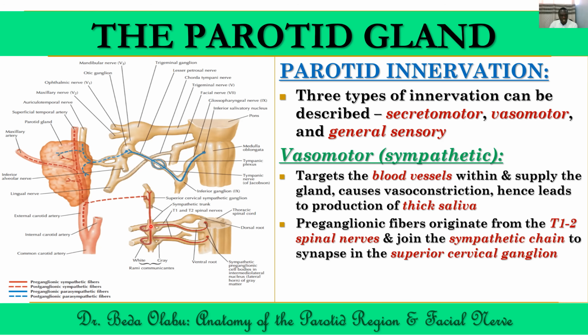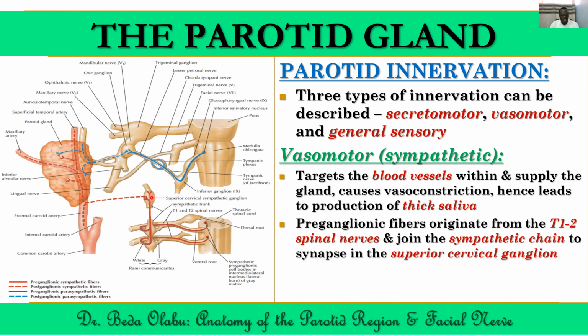The sympathetic chain is extensive, but the ones which now intend to go to the head region will have to climb up a bit, which means that they join the cervical sympathetic chain. The cervical sympathetic chain terminates on its upper end by a ganglion, which we call the superior cervical ganglion. And that is where these preganglionic fibers synapse.